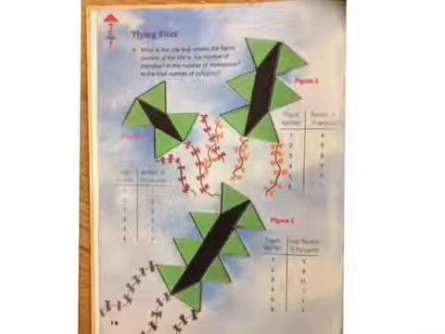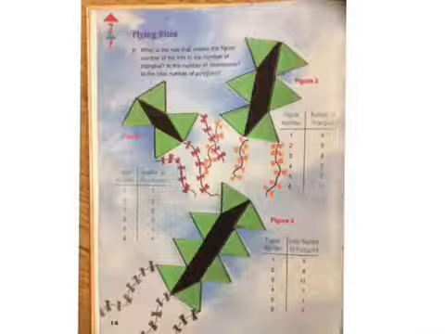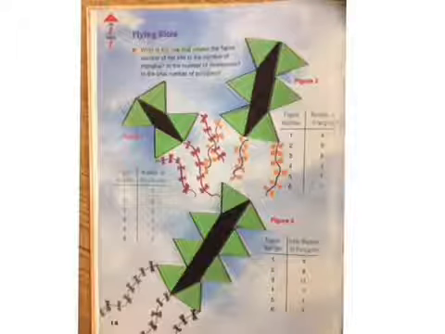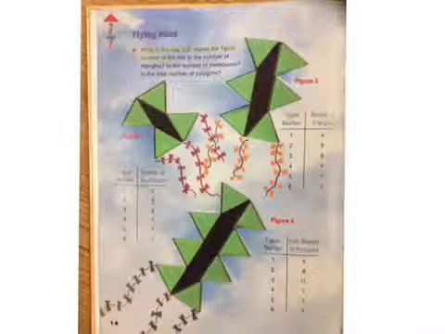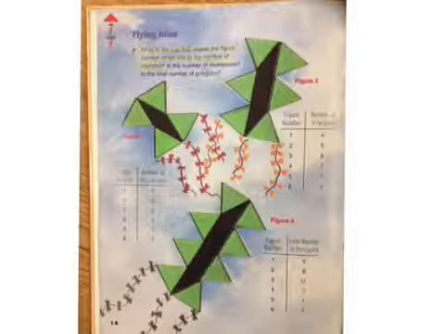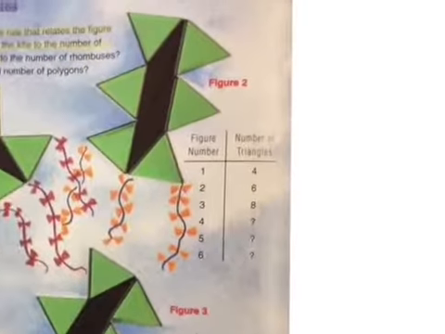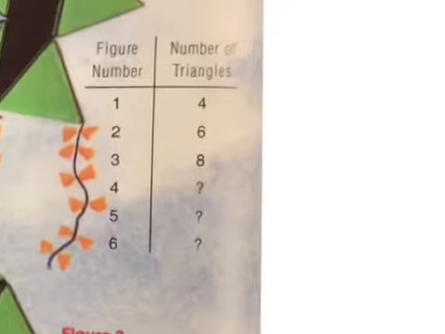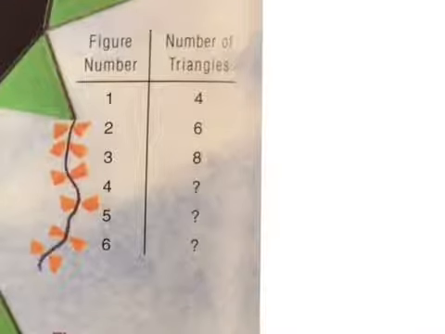Okay, I'm going to work on answering the question, what is the rule that relates the figure number of the kite to the number of triangles? I'm going to zoom in here, and this is the T-table for figure number and number of triangles.